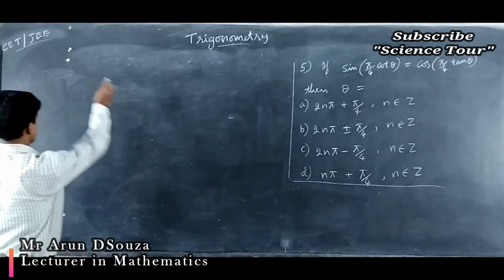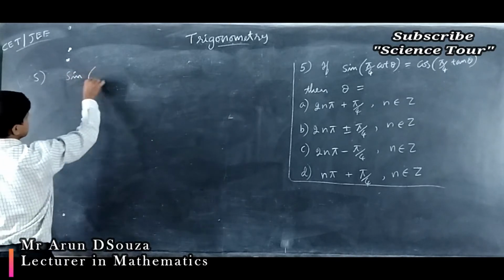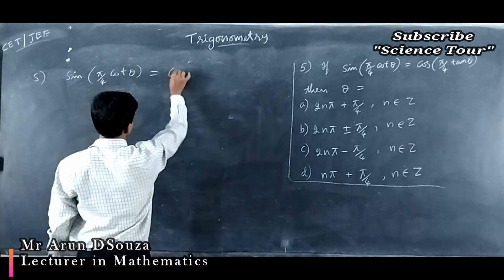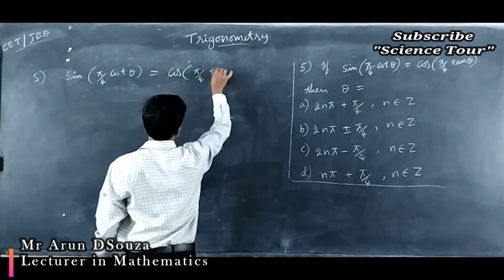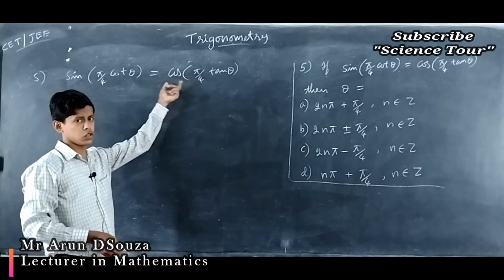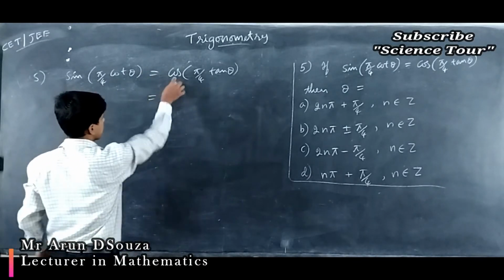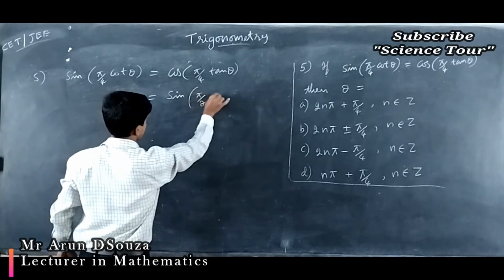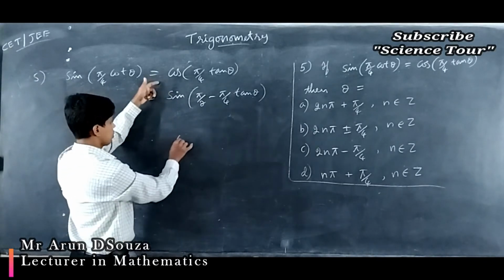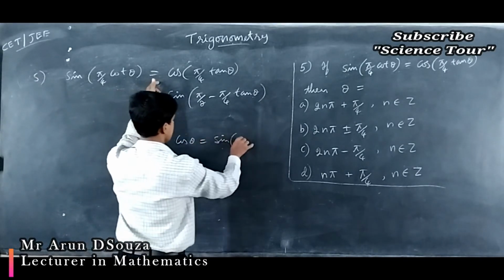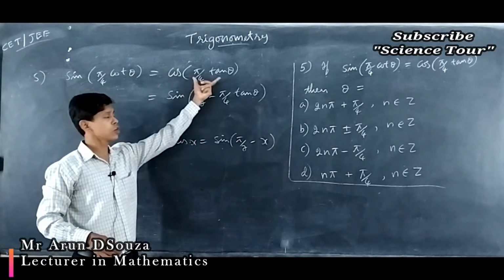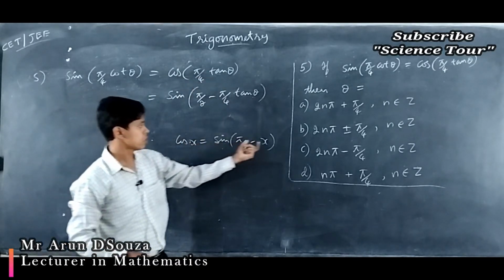So the fifth question is sine pi by 4 cot theta is equal to cos pi by 4 tan theta. You have got sine here, you got cos, so you cannot get rid of that. So what I'll do is I'll write this as sine of pi by 2 minus pi by 4 times tan theta. So cos theta is equal to sine of pi by 2 minus theta. If you are confused with theta, I'll use x here. So in place of x, you have got pi by 4 tan theta.